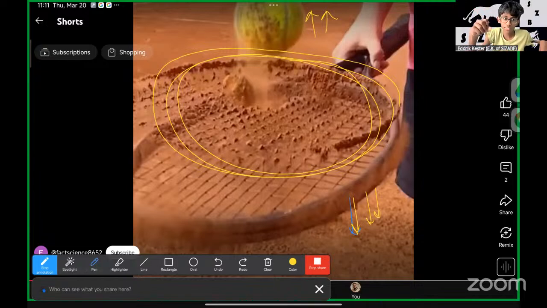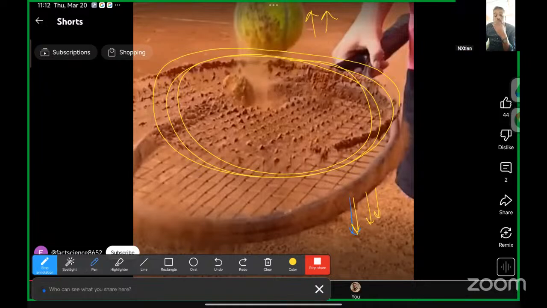Sir, because the dust particles are lighter than the racket, that's why the dust particles go up because they're lighter and the racket goes down because the racket is heavier. No. Basically, here the inertia property is working, because the dust particles will remain at rest where they were.